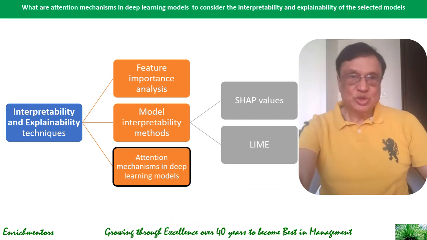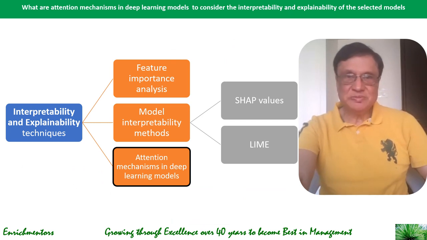Right. So overall, attention mechanisms play a crucial role in enhancing the interpretability and explainability of deep learning models by allowing them to focus on relevant information and providing insights into their decision making process, right?